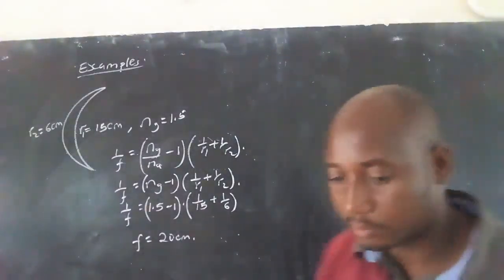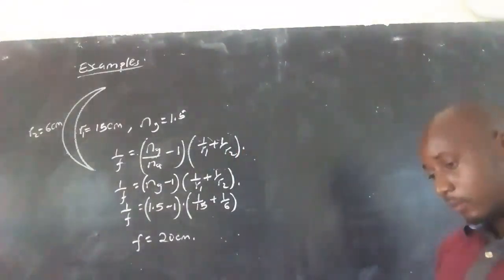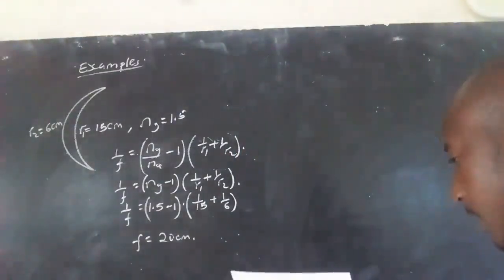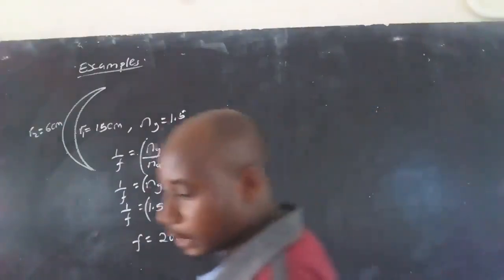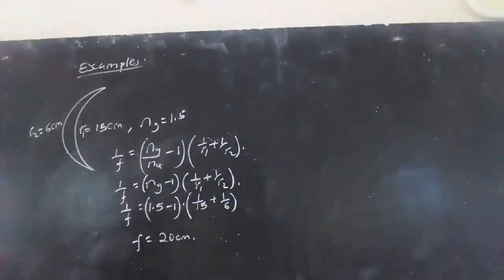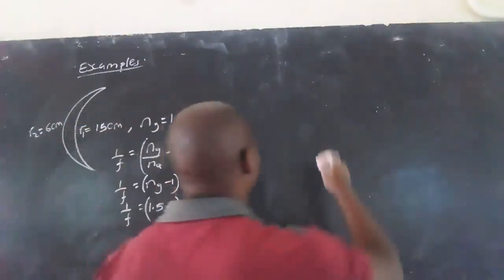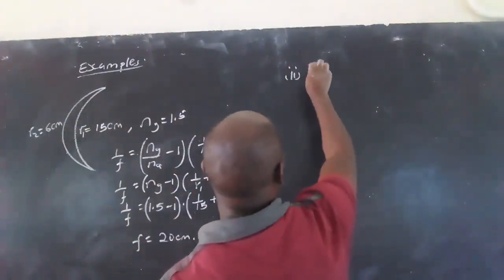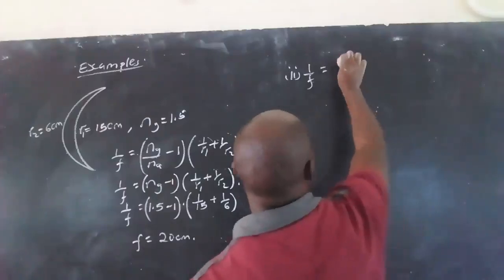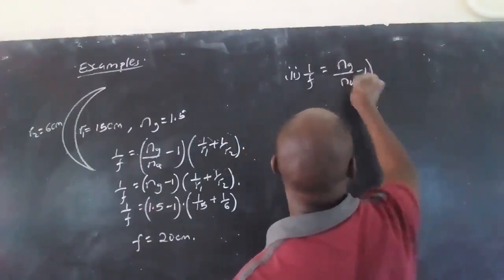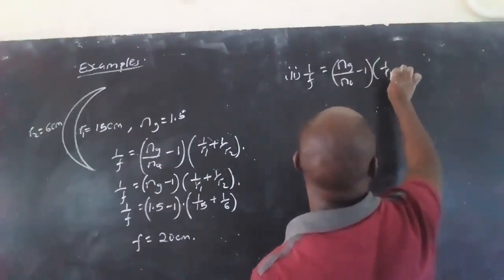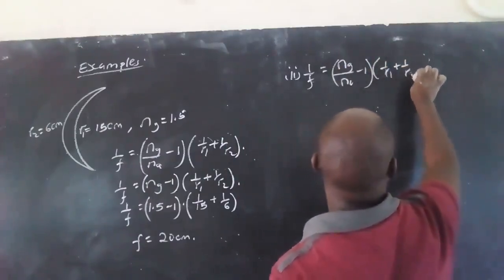So that is example number 1. Part 2 says it is surrounded by liquid of effective index. So if it is surrounded by liquid, what is going to be our formula now? Okay, we shall say part 2: 1 over F equals n gas over n liquid minus 1, into 1 over R1 plus 1 over R2.